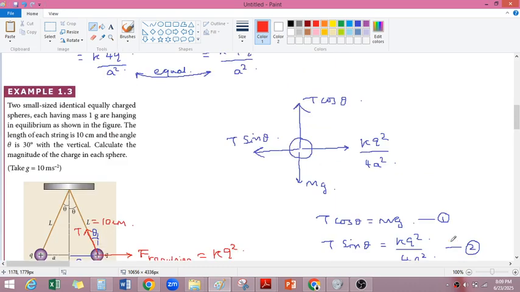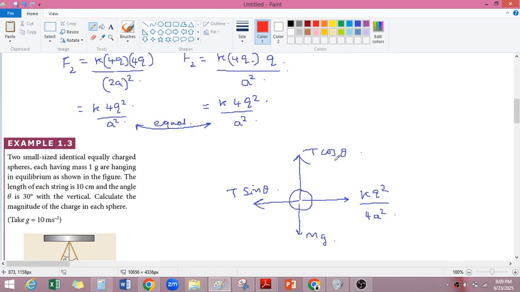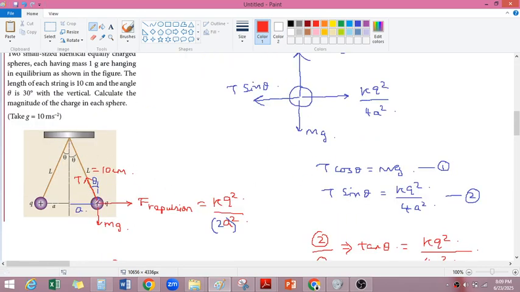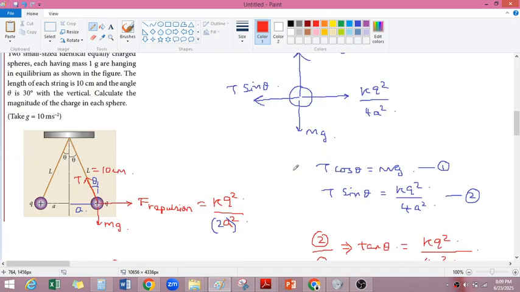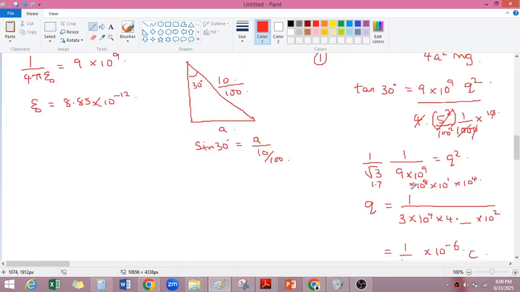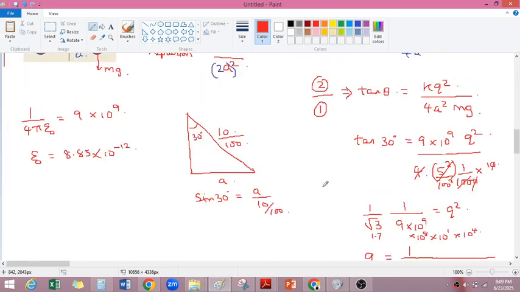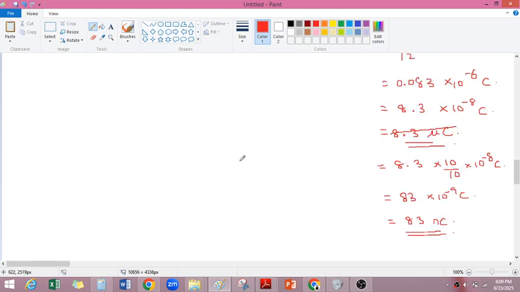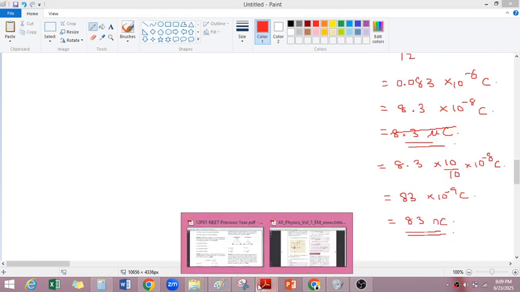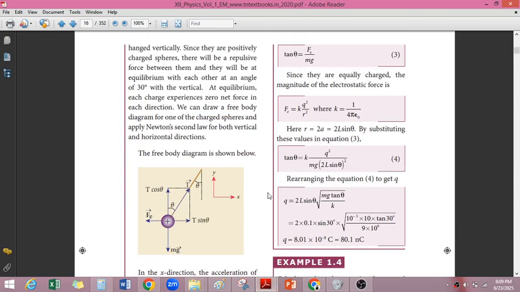Is anything not clear, any steps? You will often have to use this concept for this kind of problem. It's coming from your 11th standard tension concepts, t cos theta, t sin theta, very simple, right? This equals this, that's all. After that it's simple mathematics. Okay, anything else?